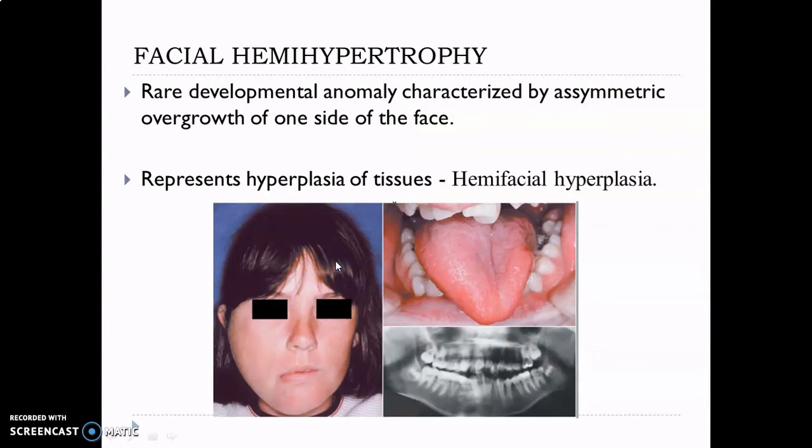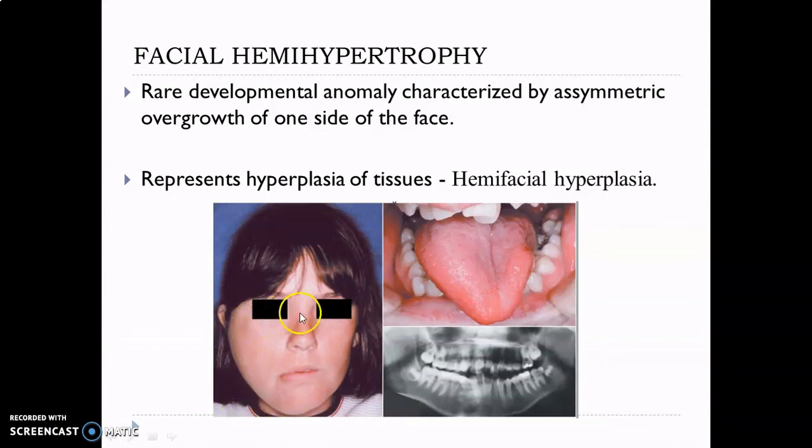The next anomaly is known as facial hemihypertrophy. It is a rare developmental anomaly characterized by asymmetric overgrowth of one side of the face, as you can see in this image. Actually, it represents hyperplasia of tissues of one side of the face. So it's also known as hemifacial hyperplasia.